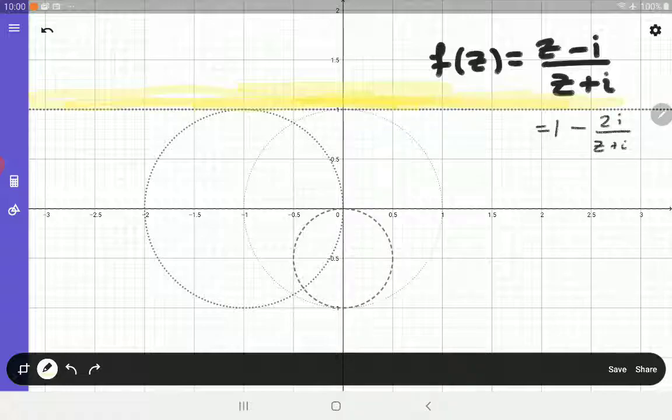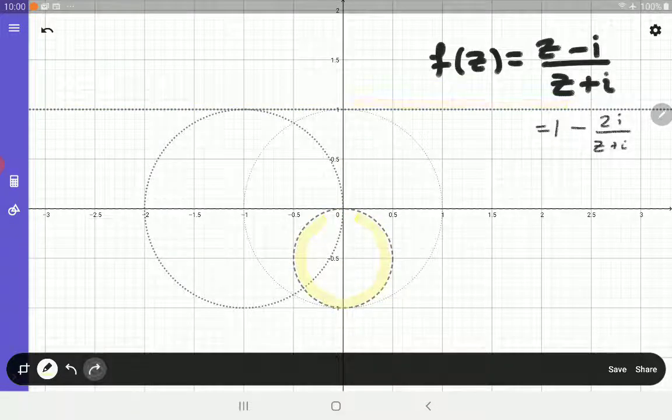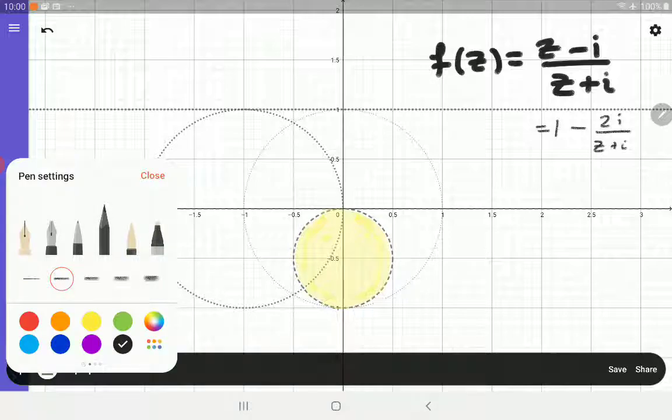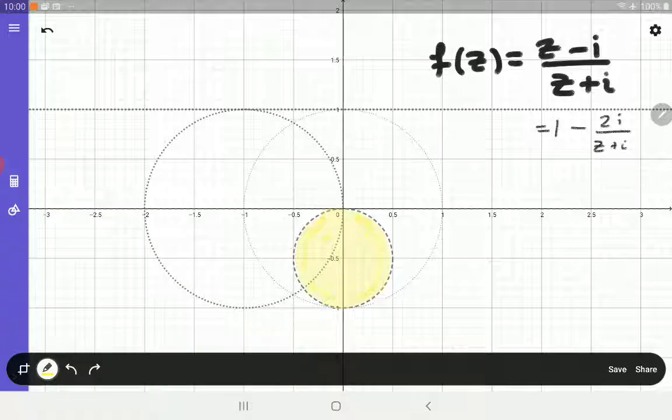Next, we're going to take z plus i to 1 over z plus i. Now that's actually going to map it to this region right here. Okay? So we're going to go from here, and then the inversion is going to take us to this circle right here. Now, you've got to be careful because a geometric inversion is different from this kind of inversion.